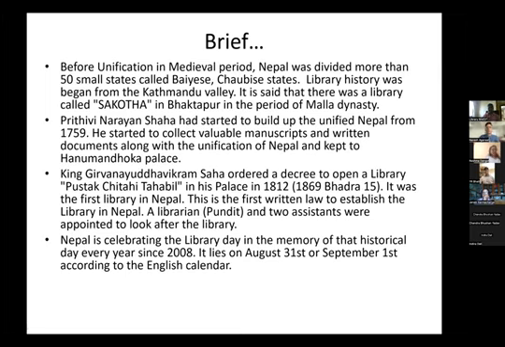Before unification, in Nepal there were more than 50 small states called Baise and Chovise states. In that period, the Kathmandu state's capital was Bhaktapur, and there was a library having more than 14,000 documents and manuscripts called Sakotha. Sakotha is the name for a library in the Newari language. When the unification started, King Prithvinarayan Shah collected all the resources from the states he defeated during the unification period, and all those books and manuscripts were kept in the Hanumandhoka Palace.